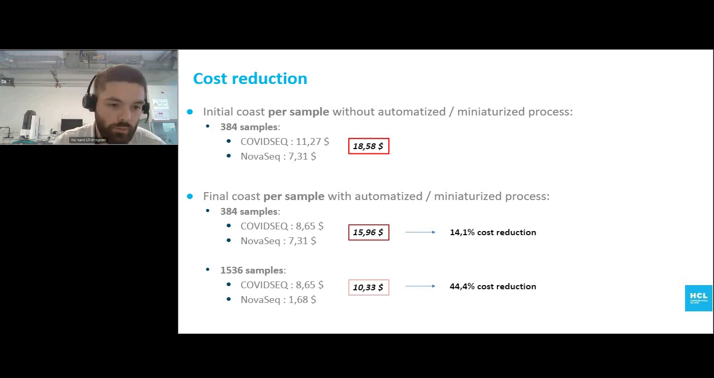The cost reduction applies on the COVID-seq price, because this is the COVID-seq that was miniaturized. And when multiplexing even more, with 1,536 samples, this time it is the NovaSeq price that is decreased, leading to a price of $10 per sample, which is a 44.4% cost reduction compared to the manual process.